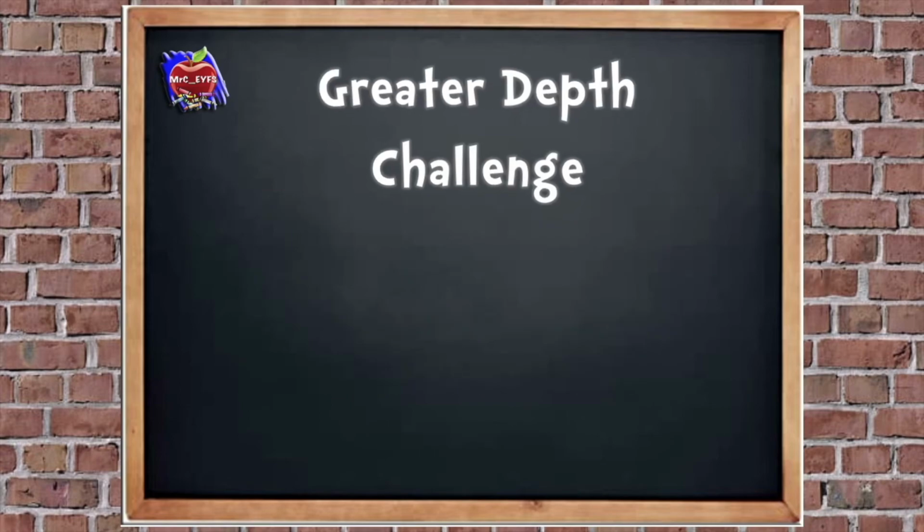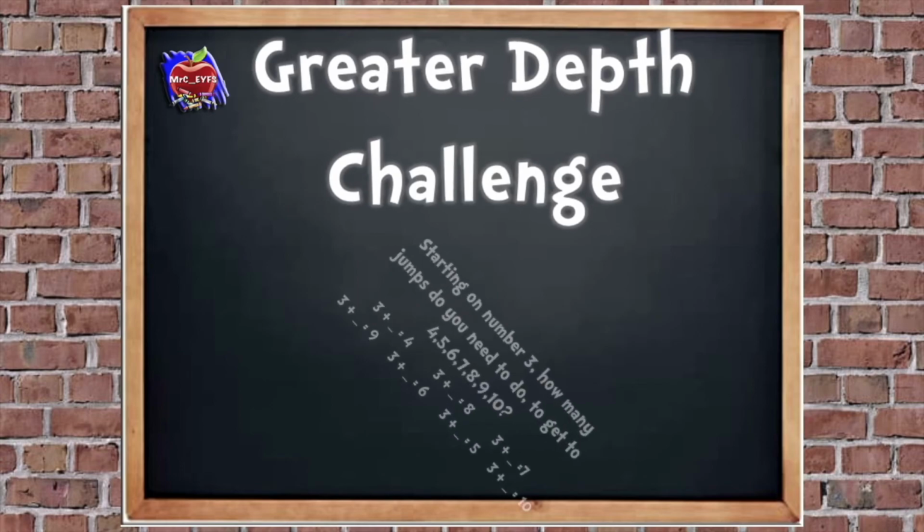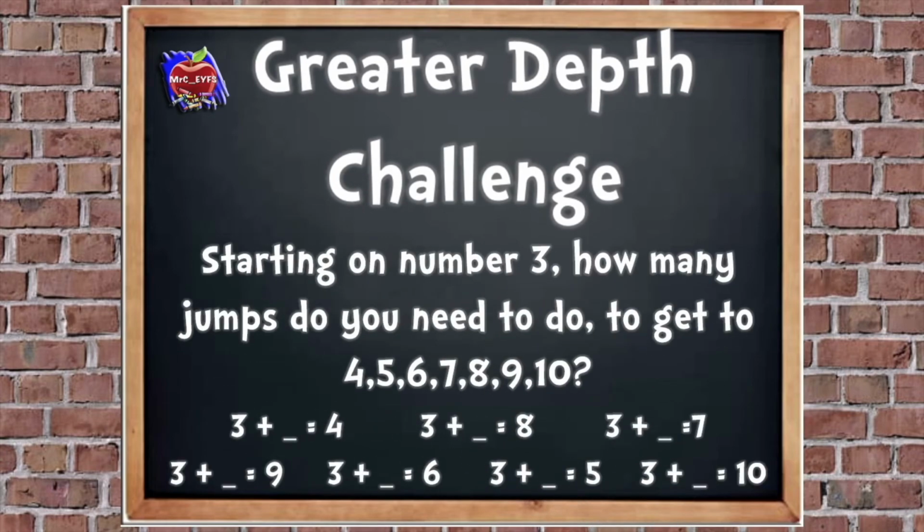Then when you finish that, here's your greater depth challenge. So, starting on the number 3, how many jumps do you need to do to get to the answers 4, 5, 6, 7, 8, 9 and 10? And you can see I've written them out as number sentences. So like 3 add something equals 4. So you need to find out what you need to add to 3 to get to 4. Right, so have a good go at those challenges and see if you can find out what those missing numbers are in the number sentence on your greater depth challenge.